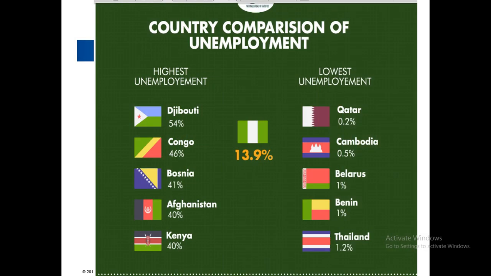So, country comparison of unemployment. The countries with the highest unemployment are Djibouti, Congo, Bosnia, Afghanistan, and Kenya. The lowest unemployment rate is Qatar at 0.2. Nigeria is at 13.9 currently.